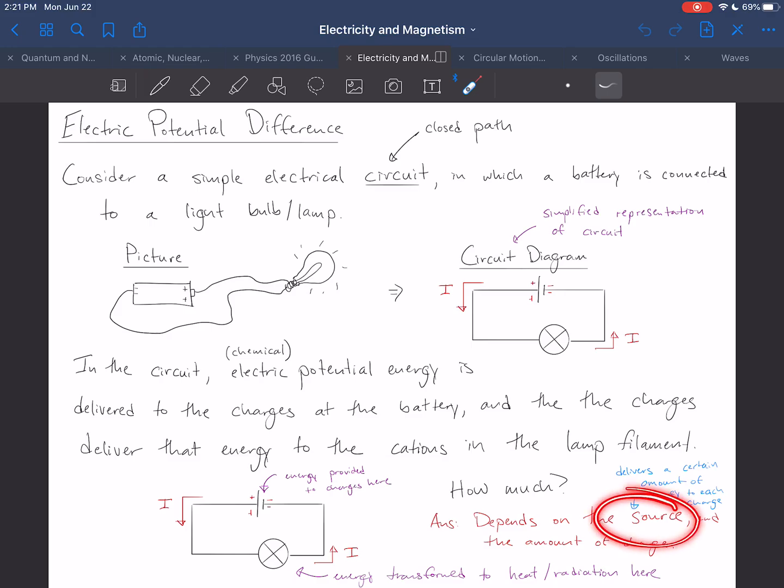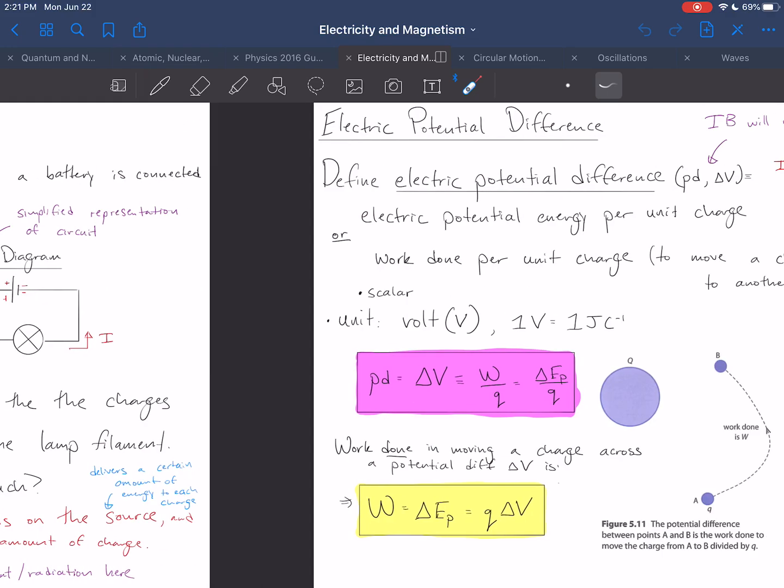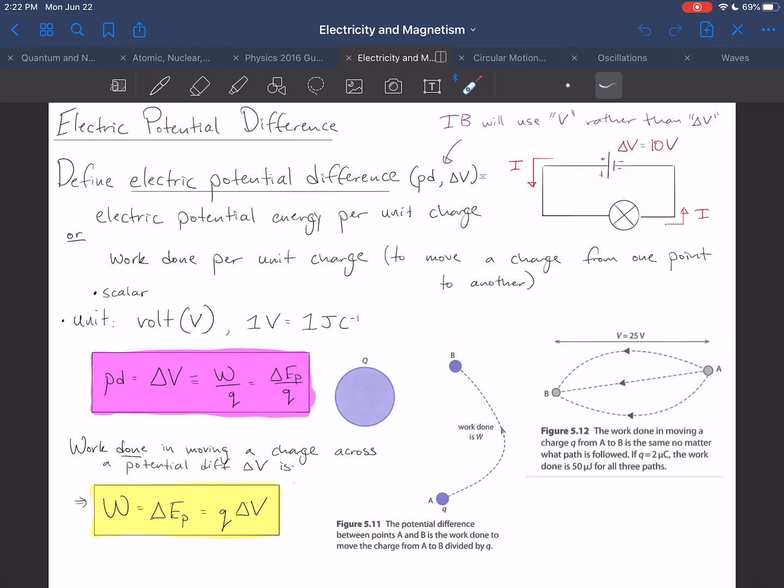And this idea, the source, is rated with an electric potential difference. This is our new concept, which is the electric potential energy per unit charge delivered to the charges at the source. That's why sources, sometimes known as voltage sources, although we want to avoid that word voltage, are given in volts, where a volt is a joule per coulomb. So a 10 volt potential difference is giving 10 joules per coulomb to the charges in the circuit.